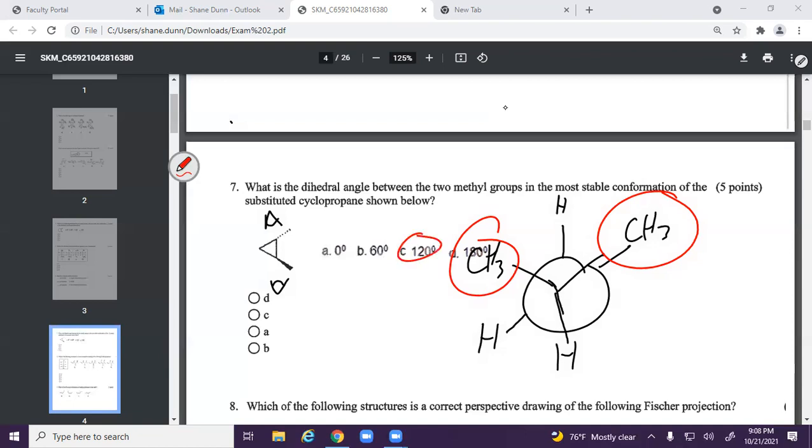Why wouldn't it be 180? Because they're not fully apart. For that to be true, it would have to be here and here, because that's 180, a straight line, right? They are still within each other's vicinity. They're almost 180. If they were straight across like that, it would be, but they can't be with Newman projections. That makes some sense?